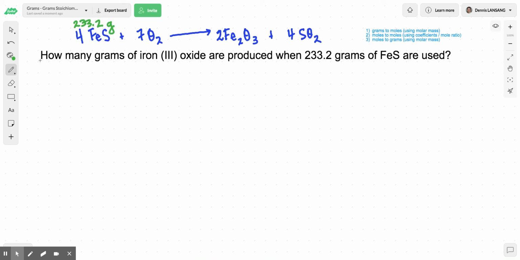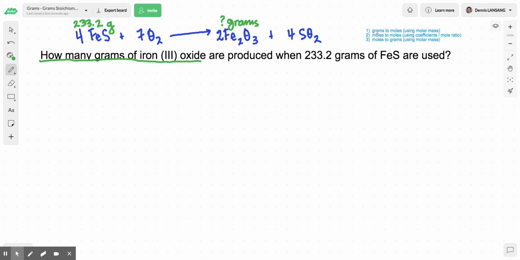And what are we trying to look for? We're trying to find how many grams of iron 3 oxide are produced. And so let's put a question mark in the word grams right above iron 3 oxide right here. Remember, this kind of a problem requires 3 steps.